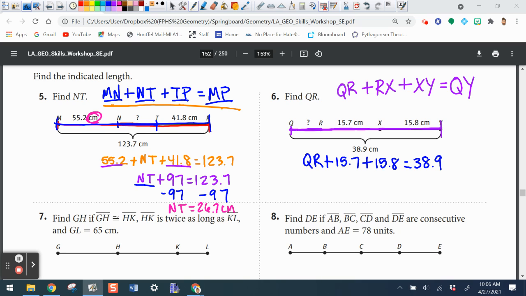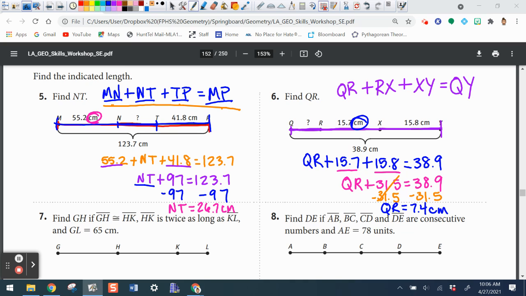Approach it the same way we did item 5. We're going to combine like terms on one side. So 15.7 plus 15.8 is 31.5. So we'll bring down QR plus 31.5 equal to 38.9. Now to solve for the length of QR, we're going to subtract 31.5 from both sides, so that it cancels or becomes the number 0 on the left, and we get QR equal to 38.9 minus 31.5, which is 7.4. Again, we are given units, and this time we're dealing with centimeters, so 7.4 centimeters.